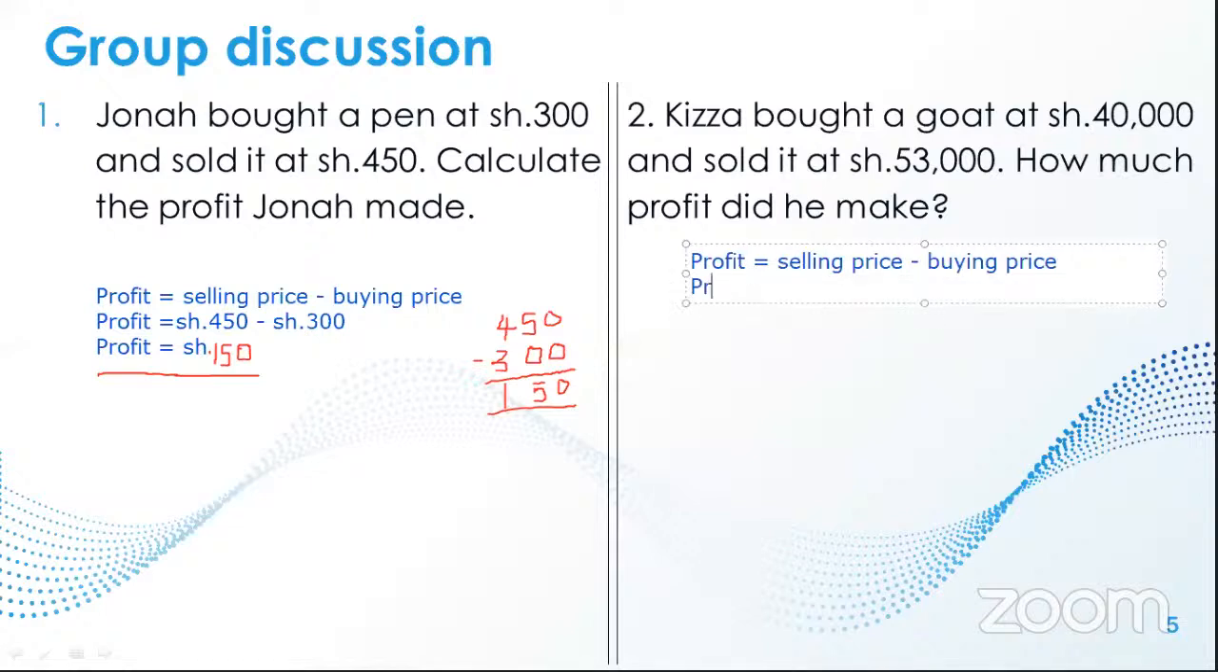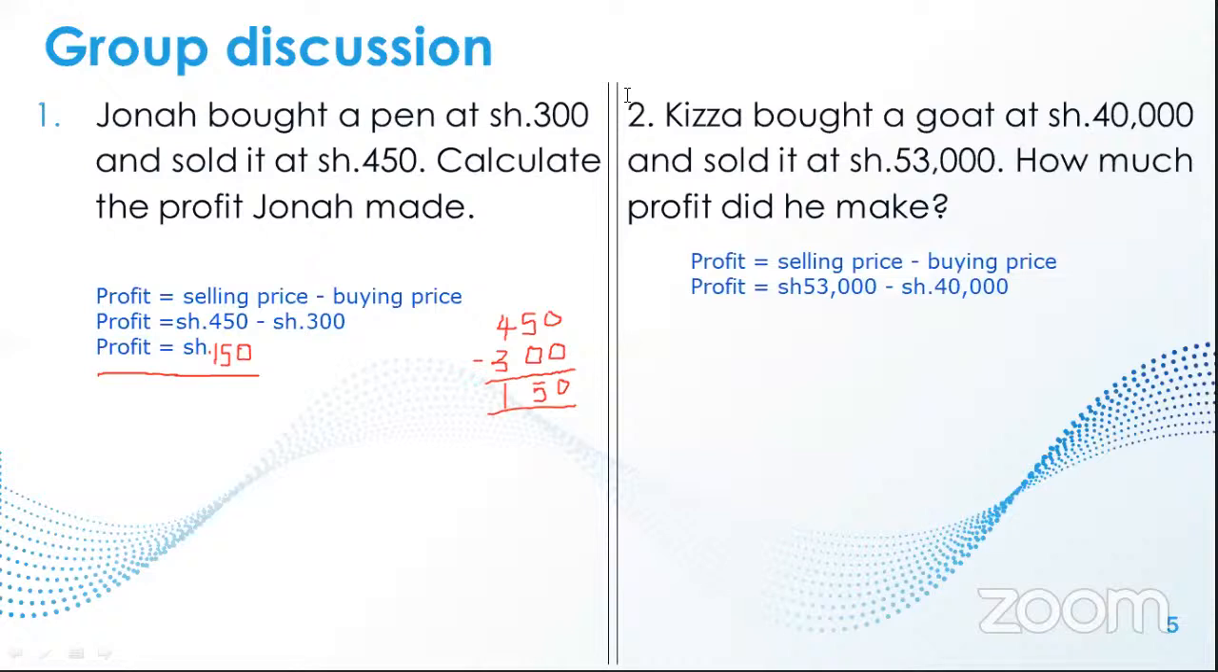Profit equals 53,000 shillings minus 40,000 shillings. Okay. So let me also write in the side work how to subtract it.